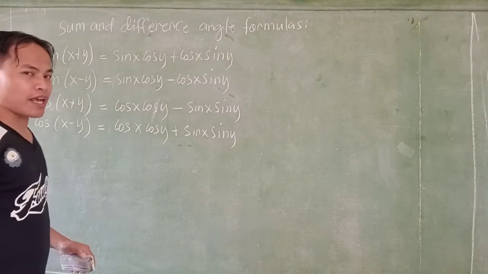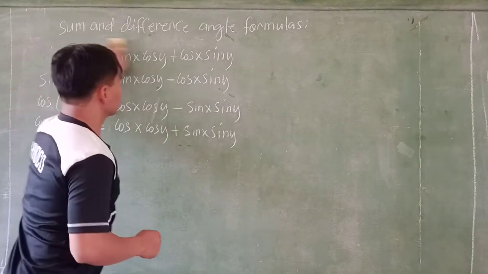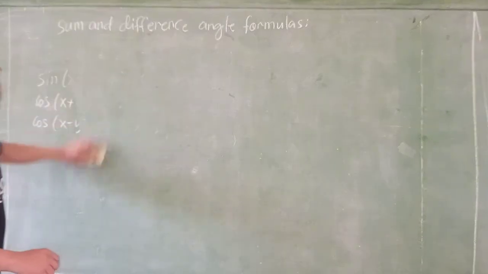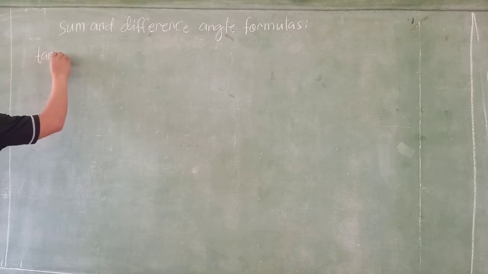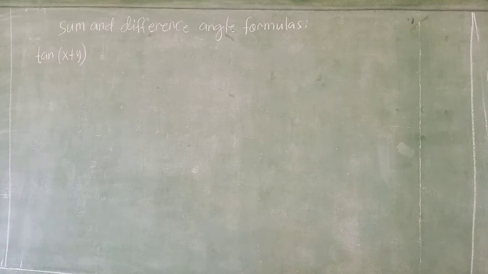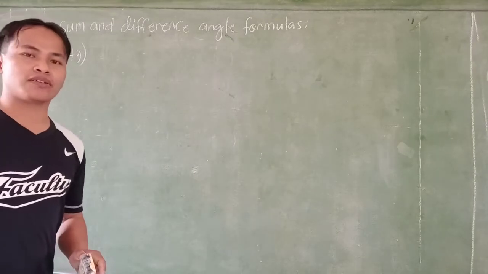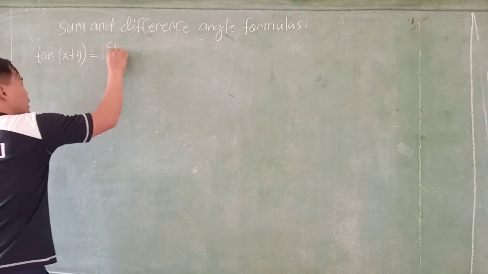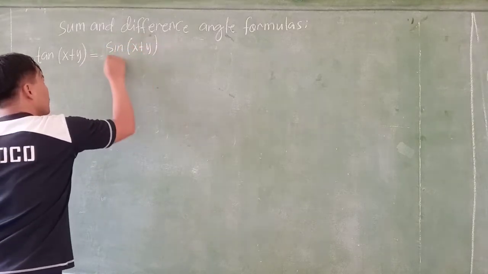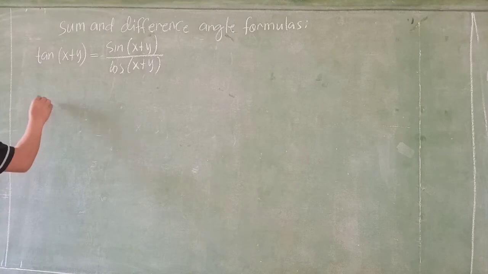How to derive the formula for the tangent sum and difference. Tangent of x plus y, we will start with the sum. For the tangent of x plus y, we can make use of the identity: tan is equal to sine over cos. So we have sine of x plus y over cos of x plus y. Then we will simplify.